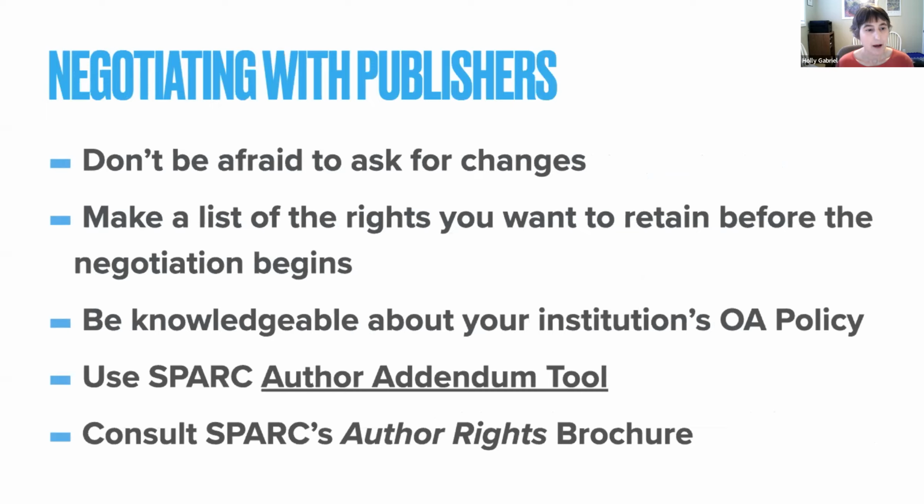And in negotiating with publishers, don't be afraid to ask for changes. It's not like they're going to pull your article once they've decided to accept it. So it's okay to negotiate. Make a list of the rights you want to retain before the negotiation begins. This can be helpful if you know that you want to share your article on your institutional repository, for example. Be knowledgeable about your institution's OA policy if you have one, because that will really streamline the process. And there are two SPARC tools available to you and faculty, including the Author Addendum tool and the SPARC Author Rights brochure. I'd like to share my screen to show those tools.